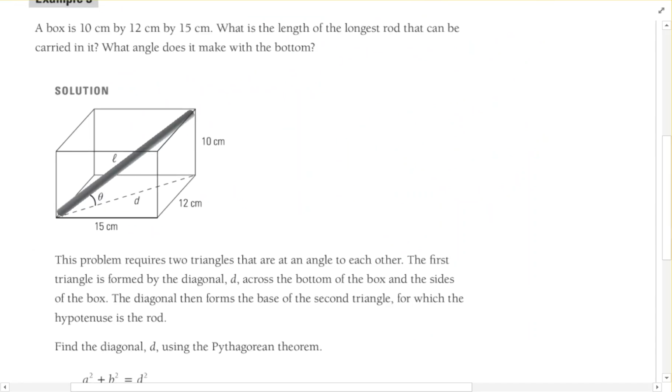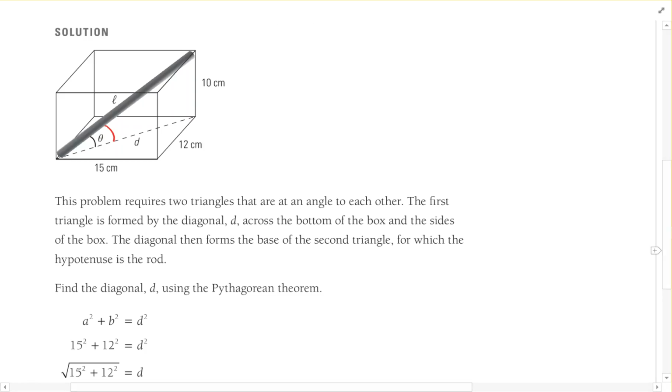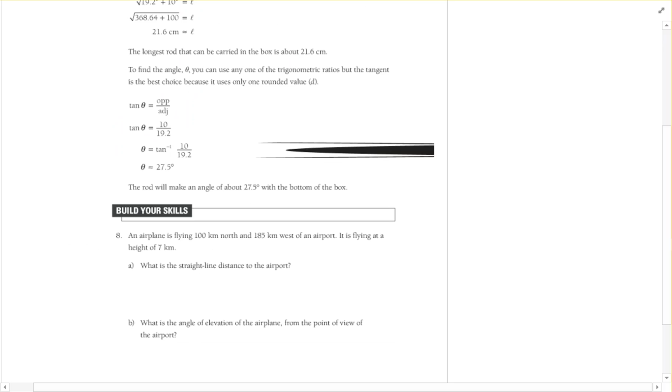Now you can see we're dealing with three-dimensional objects. They're still all the same. Whatever the question might be, we've just got a triangle inside of that three-dimensional box now. So it's still just triangles. It's more just drawing the picture that's going to be the tougher part now.